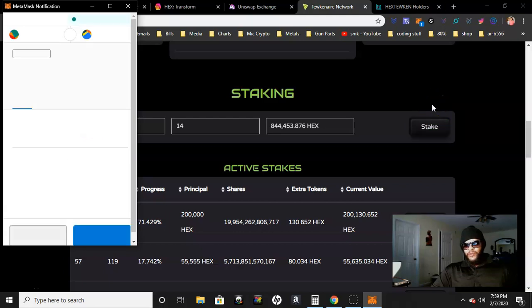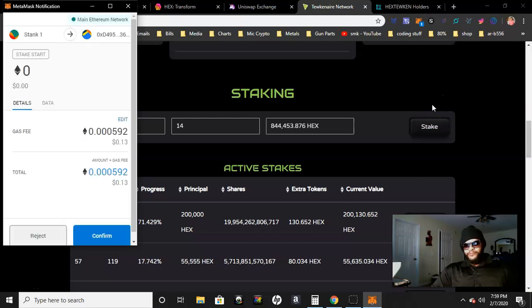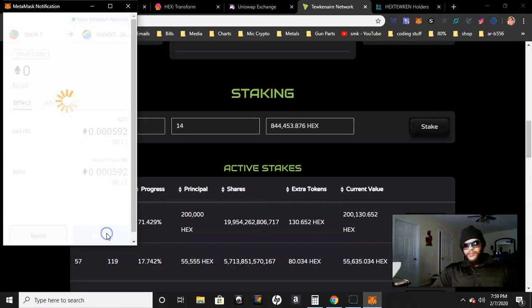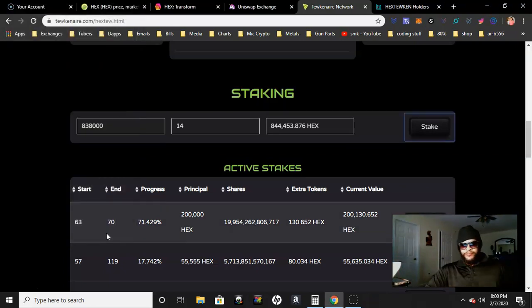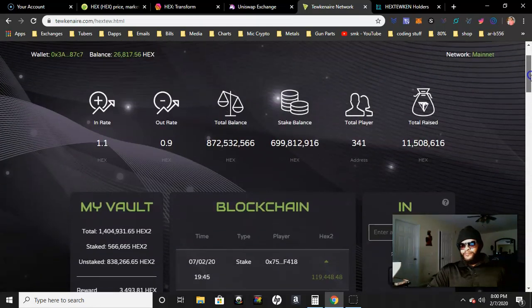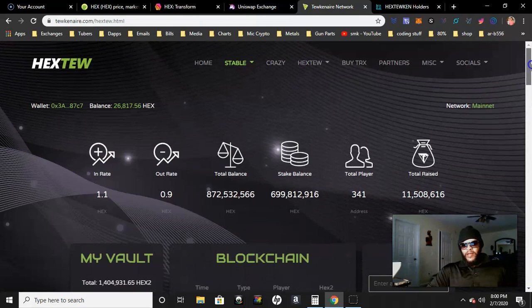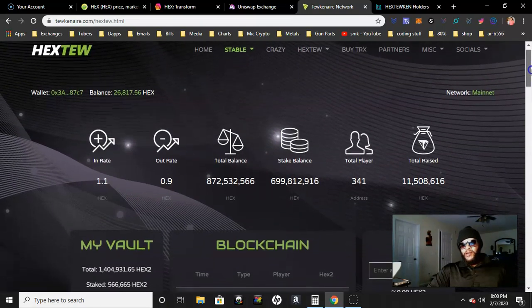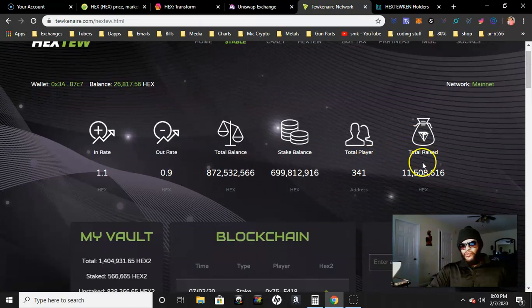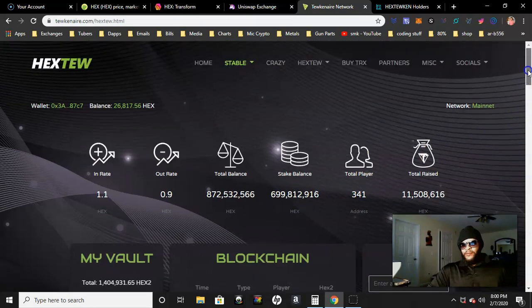Oh, Ethereum slow, boy. 13 cents. All right, that's it, man. Just wanted to show y'all my little staking strategy. So, that's it, man. $872 million in the contract. Players picking up good. Woo! Got $699 million staked. Yeah. So that's it, man.